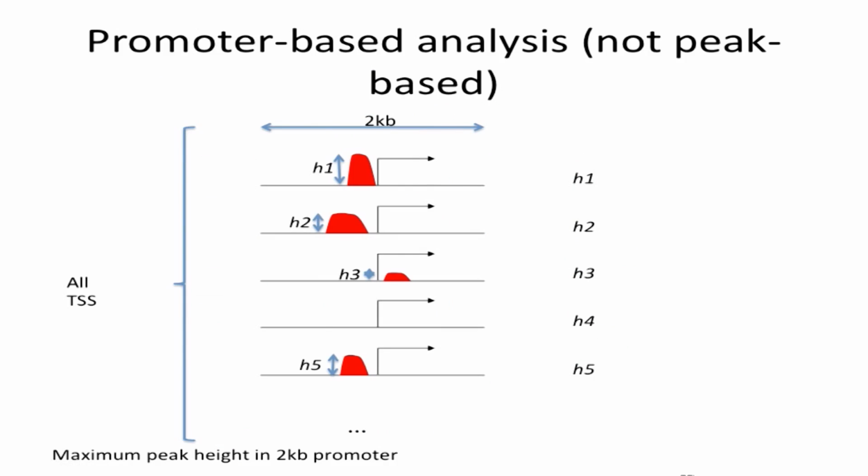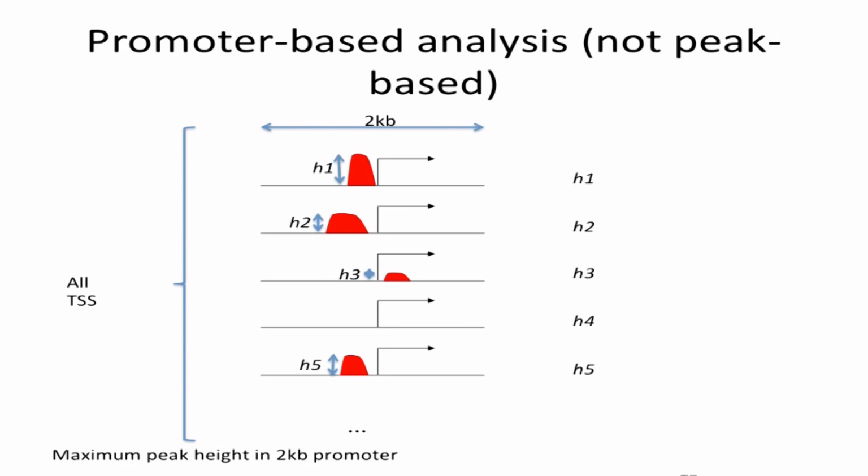But this is just to show you that there are definitely situations where you don't want to call peaks, especially where the enrichment is weak. You don't have a very strong peak shape across your genome. That definitely applies for histone modifications like H3K27 trimethylation.